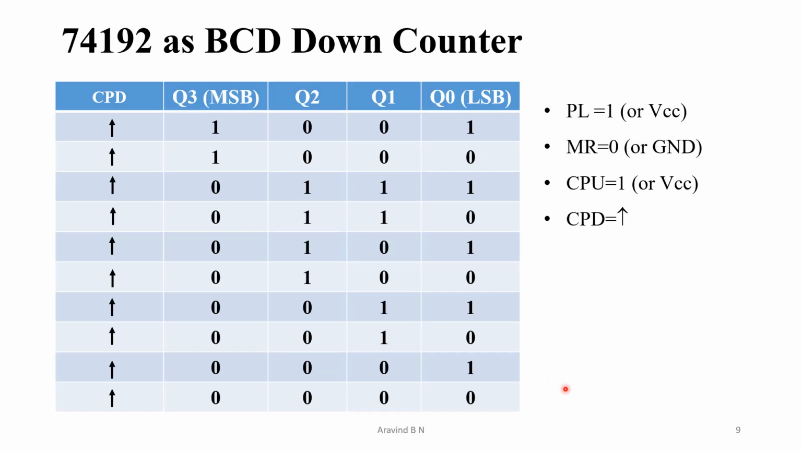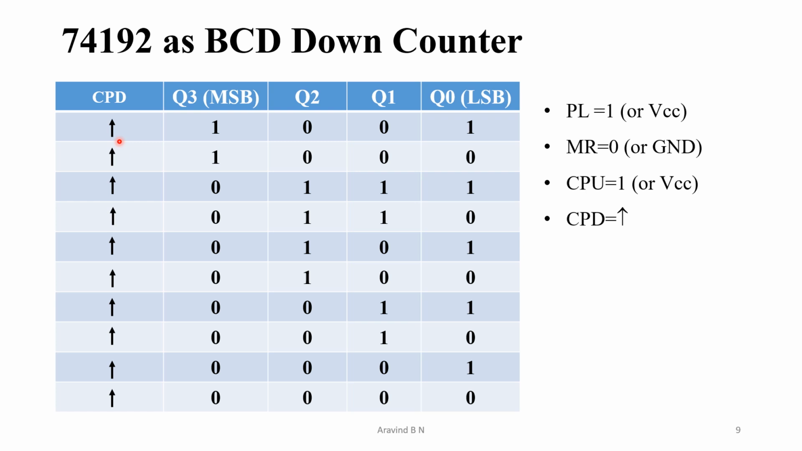Now let us get into the down count operation. Down count, in the sense, it will start from the terminal count and move towards 0. The terminal count here is 1, 0, 0, 1. So it starts from this point and goes towards the lowest value, that is 0, 0, 0, 0, in a sequential manner. For this we have to connect the clock as down counting, that is CPD.